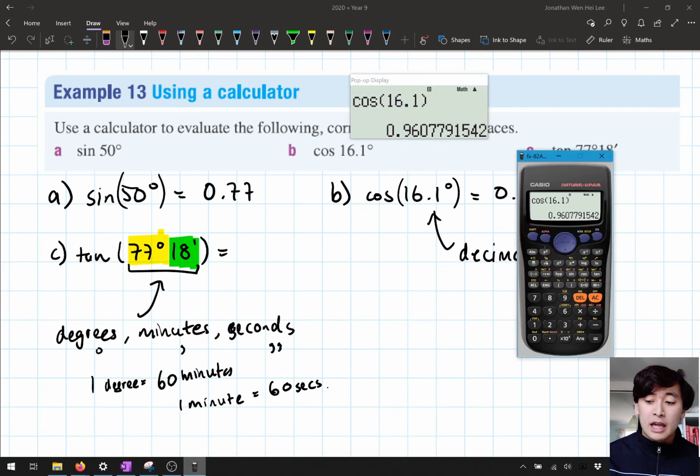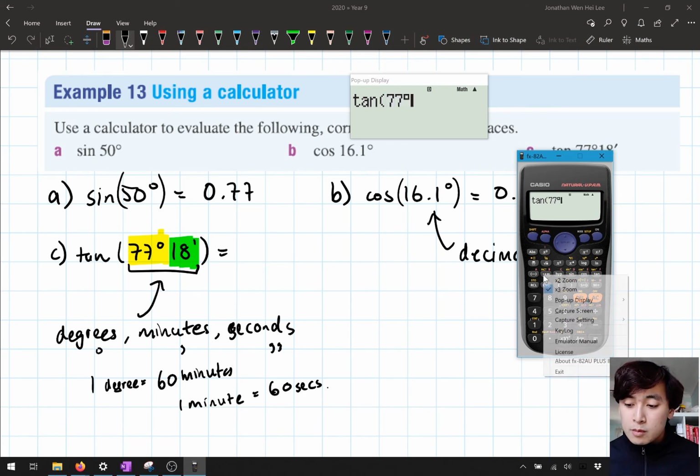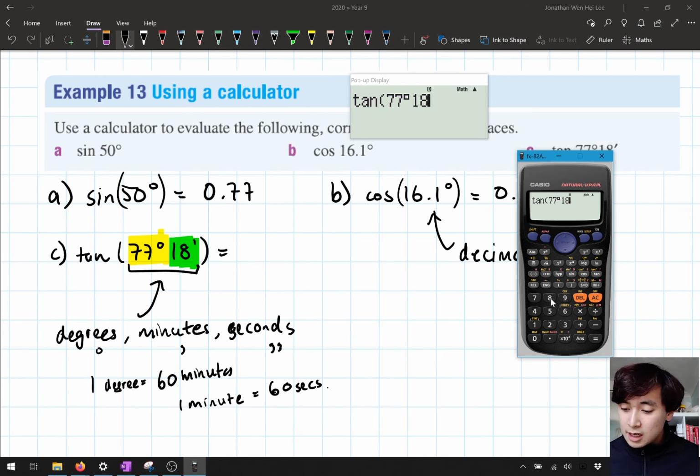So how do I actually put that in my calculator? Great question. If you have a look here, there's a button that actually has degrees, minutes, and seconds. The one that has a 0 and then an apostrophe mark and a quotation mark, that's how I can put in degrees, minutes, and seconds. So how do I do that? Let's have a look at this question. Tan 77 degrees, 18 minutes. So here, tan 77, and I put a dot, use that button to get 77 degrees, and I want 18 minutes, so I just put in another one of them.